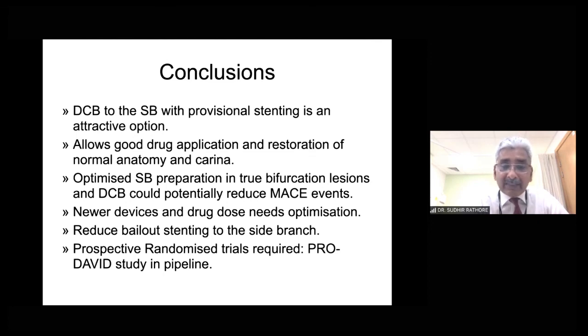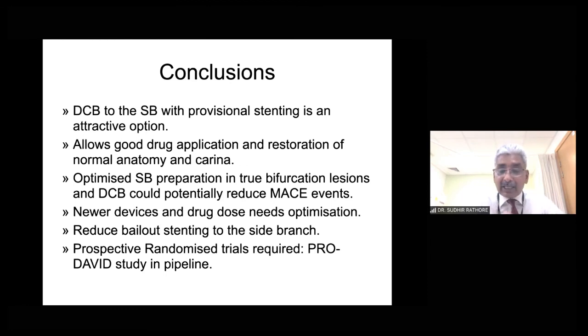And optimized side branch preparation, I believe, in true bifurcation lesion would potentially reduce the MACE events in TLR, and it needs to be proven in a randomized trial, which the Bifurcation Club is planning to achieve now. And the reduced bailout stenting to the side branch by good lesion preparation, as shown by our colleagues from Switzerland, that you need to prepare the lesion well, 1-to-1 with no dissection.